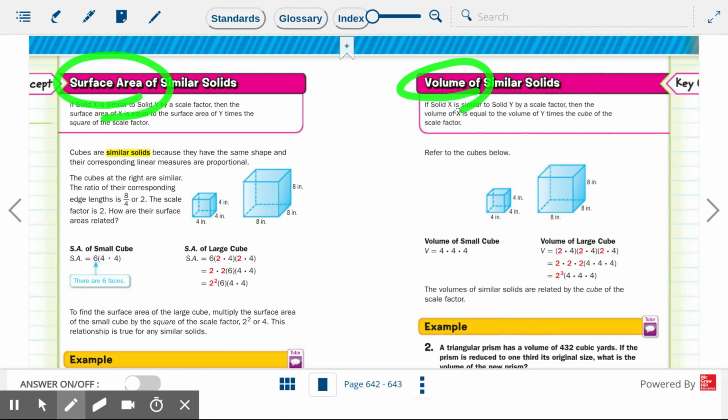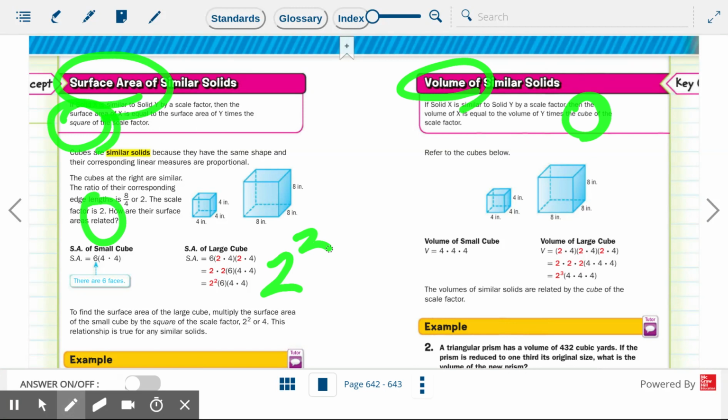If you do have a scale factor, for surface area, you are going to square the scale factor. And for volume, you're going to cube the scale factor. So their example here is a scale factor of 2. Since it's surface area, if you know the surface area, then you have to multiply the surface area by 2 squared to get the bigger cube surface area.